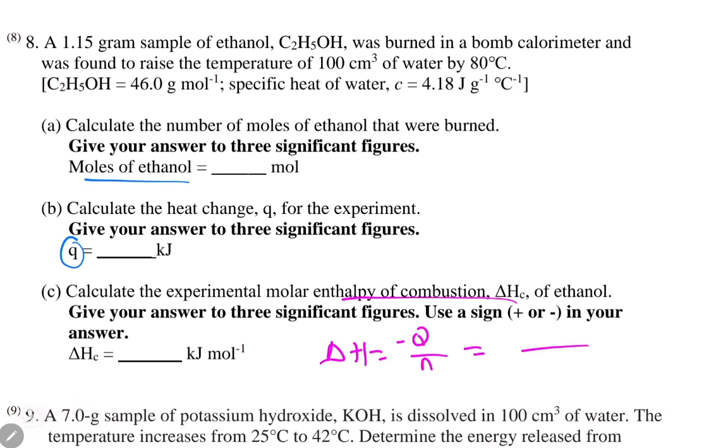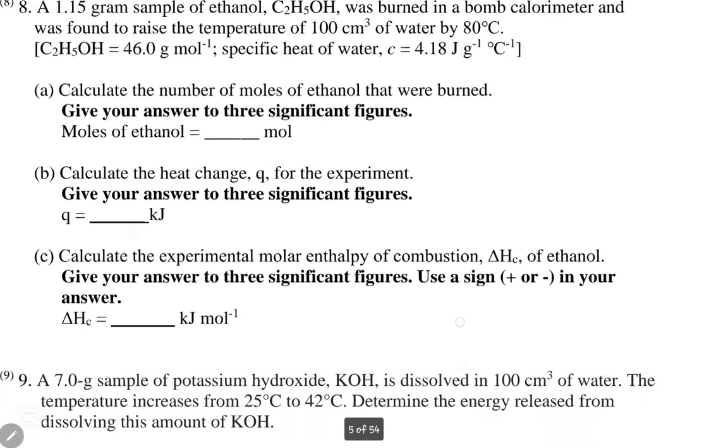So minus 33.4 divided by the moles of ethanol. So you put it on the calculator and you're going to get an answer to 3 significant figures to be minus 1340. Okay, so now we'll move on to the next question.